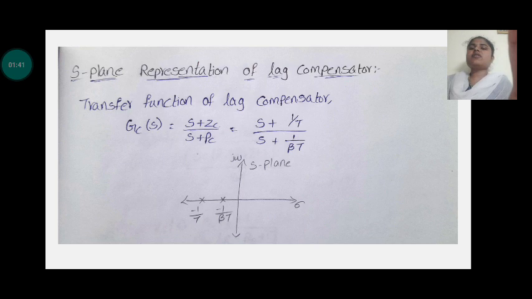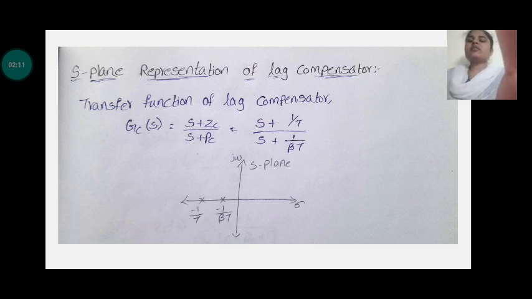Now the representation of the lag compensator. Here we want to know about the S-plane, that is, how to show the transfer function of the lag compensator in the S-plane. Gc(s) equals (s plus zc) by (s plus pc). Here we write zc equals 1 by T and pc equals 1 by beta T. Now the formula is (s plus 1 by T) by (s plus 1 by beta T).